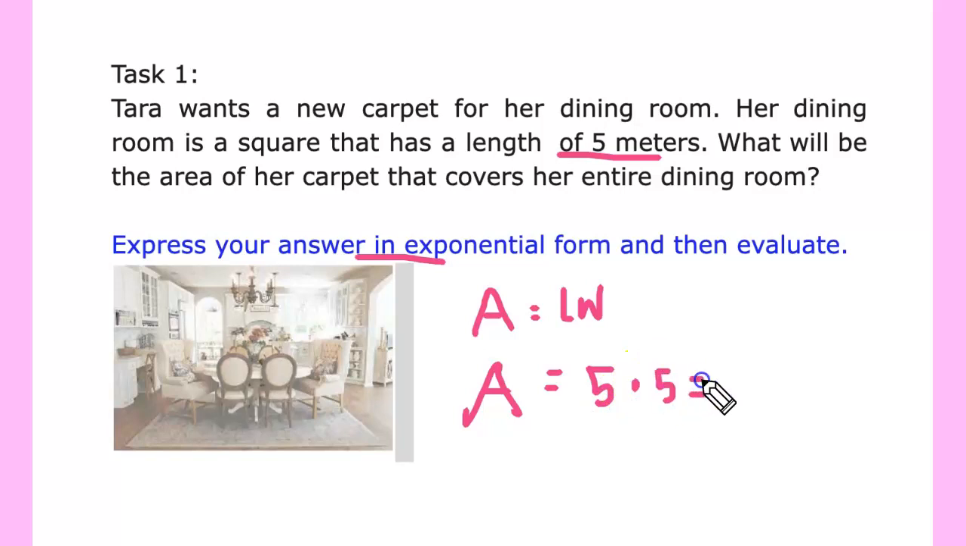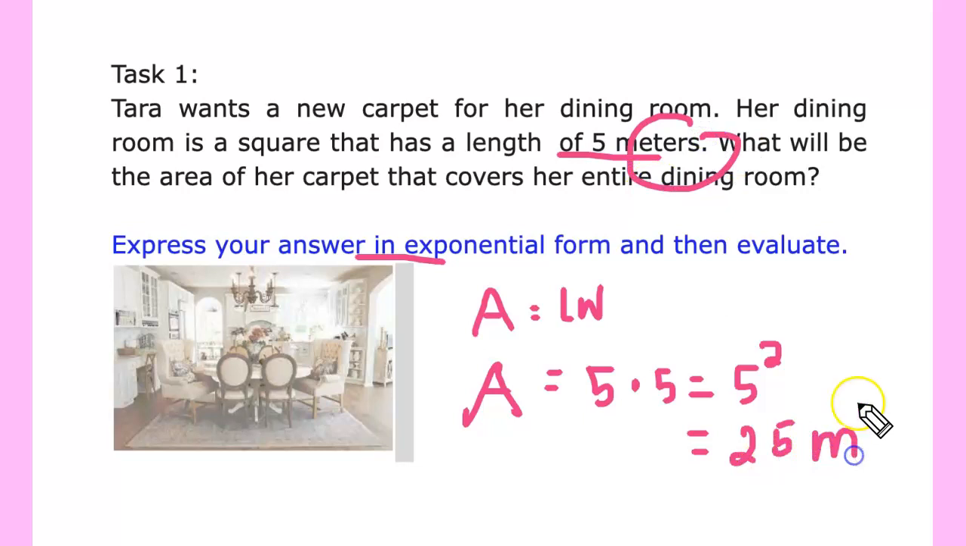So that will be 5 times 5. It means that is 5 squared. Also, it means that that is 25. And since it is in meters, that's going to be meters squared. How is it meters squared? Because we also do meter times meter, so they're going to be meters squared, the two of them. So if you got your answer in exponential form and in evaluated form, then you got your answer correct. All right? Okay, let's move on.